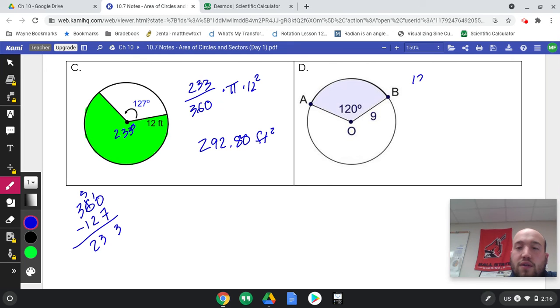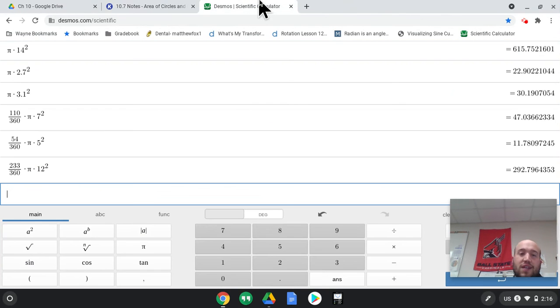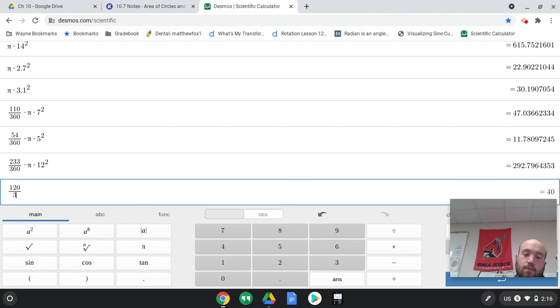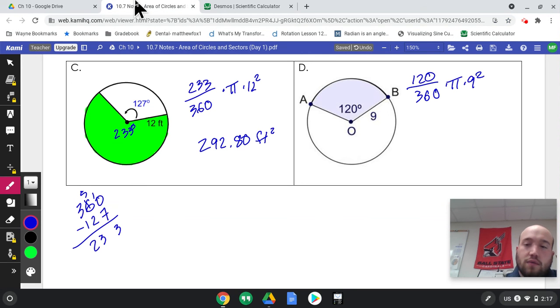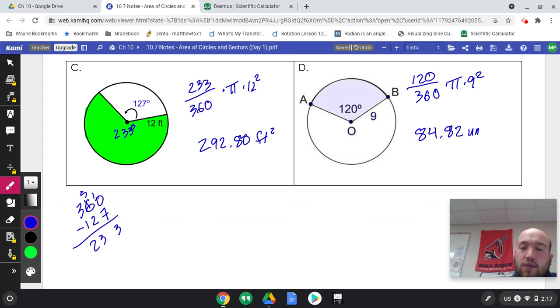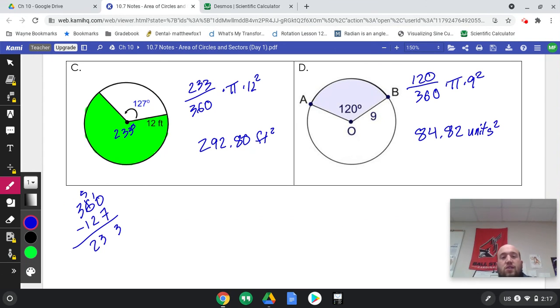Okay, our final one, same thing again. Pretty easy with 120 and with a radius of 9. And we get 84.82. Once again, we don't have a label, so we'll just say units squared.